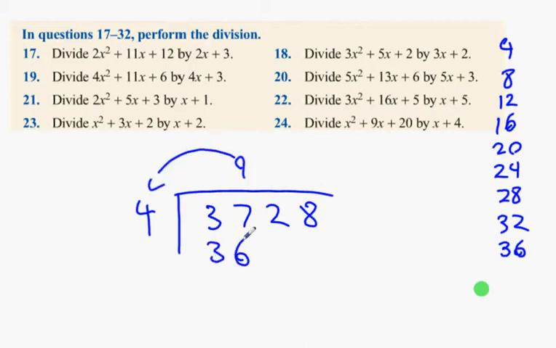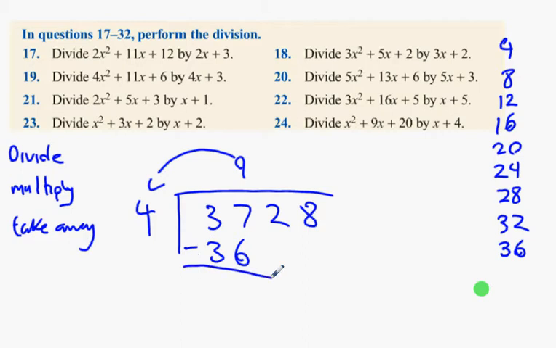So your first step was divide. Your second step was multiply, wasn't it? You divided to get 9, then you multiplied 9 by 4 to get 36. And then you take away. And what's taken away? 37 minus 36? 1. Is that right?